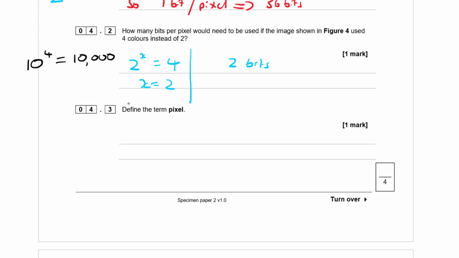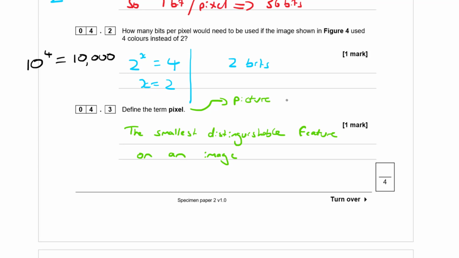So a pixel is the smallest distinguishable feature of an image. Relatively standard, I think. The only mistake people sometimes make is to say that it's a picture element, which is almost never accepted by the exam board, because that's just what pixel comes from, but don't ever write that because I've never seen it be the actual correct answer.